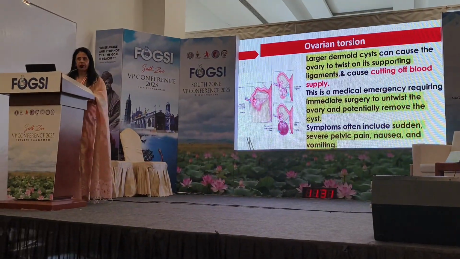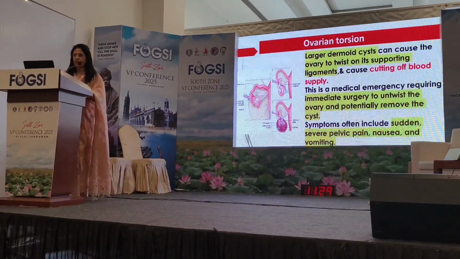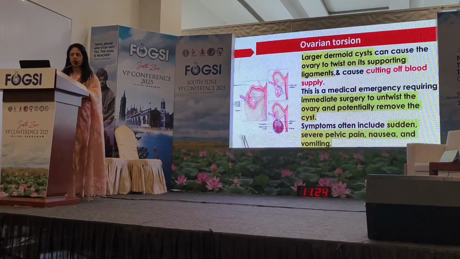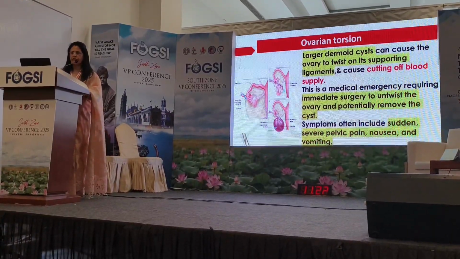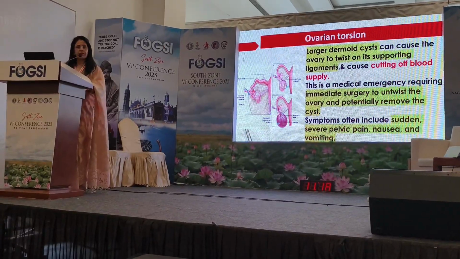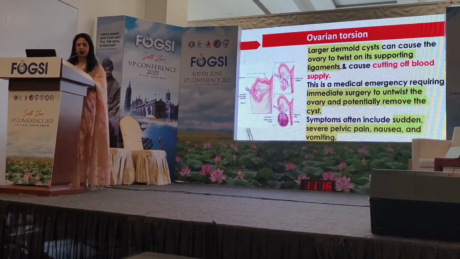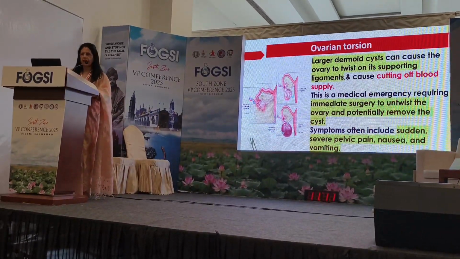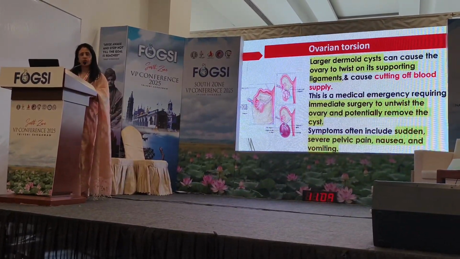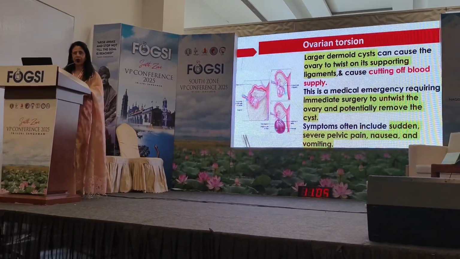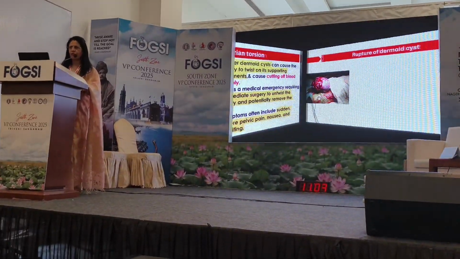So there are a few complications. These are ovarian torsion and rupture. A large dermoid cyst can cause the ovary to twist on its supporting ligament, cutting off its blood supply. This is a medical emergency requiring immediate surgery to untwist the ovary and potentially remove the cyst. In these cases, the symptoms may be sudden severe pelvic pain, nausea, and vomiting.